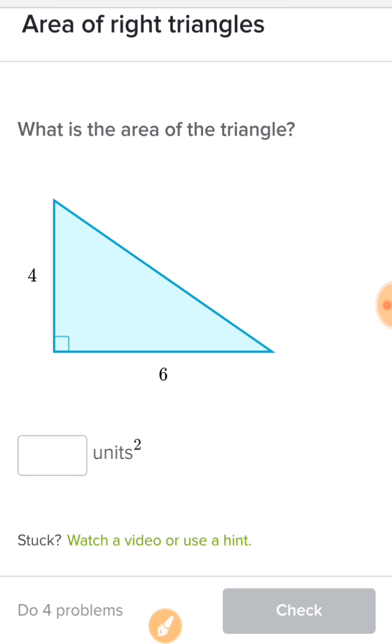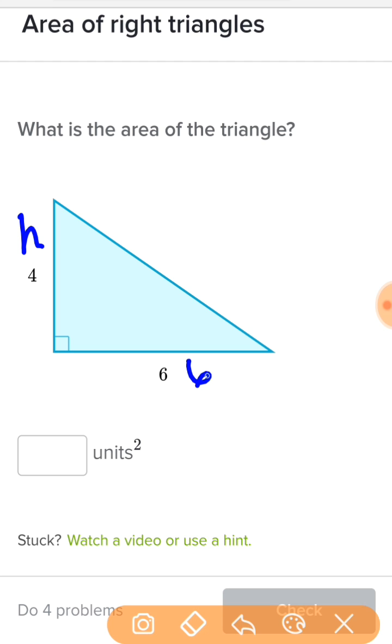So here we have a triangle that has what we would call a height of 4 and a base of 6. The reason being is that the base and height are always perpendicular to each other. And so to find the area of this triangle, all you have to do is write the formula, which is on the reference sheet, that says the area is half of the base times the height. So the area is 1/2 times the base times the height.